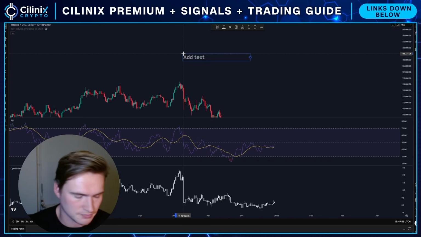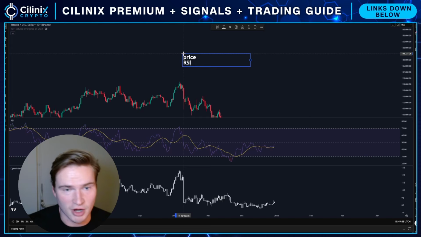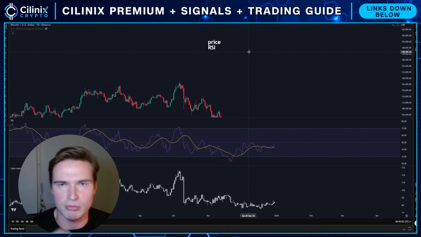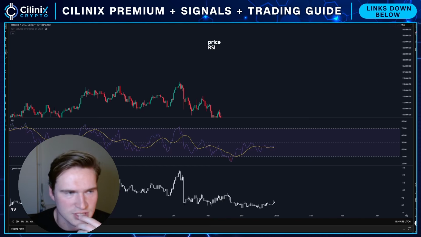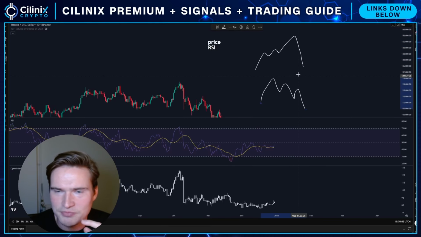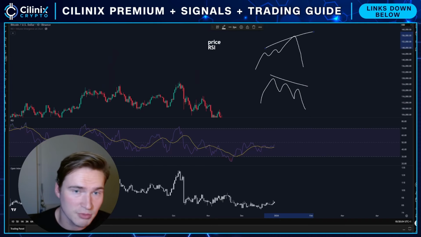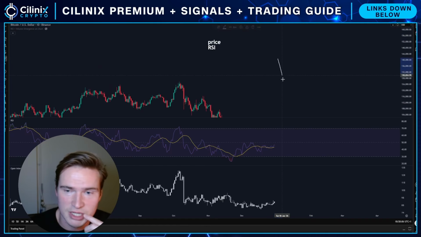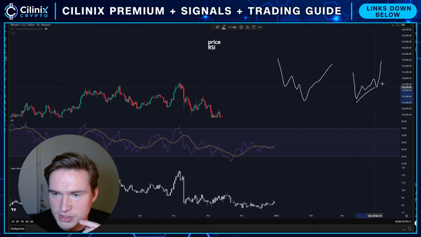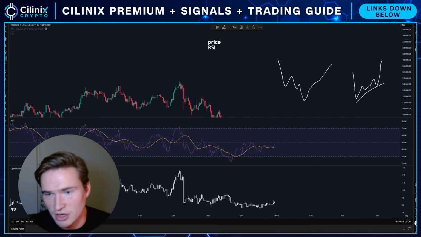We have two things. We have price, we have the RSI, right? So price is just the price. RSI is an indicator that shows momentum. It's a mathematical formula, but it shows momentum to a certain extent, and it does so quite well. Whenever the price makes a higher high and the RSI makes a lower high, that's a divergence. Can also be the other way around, right? So the price can make a lower low, while the RSI makes a higher low. That's a bullish divergence. Those are divergences.